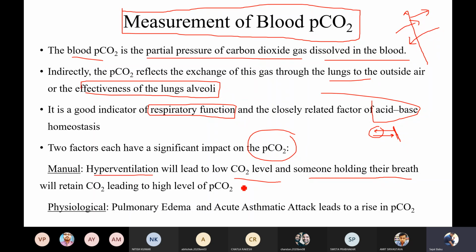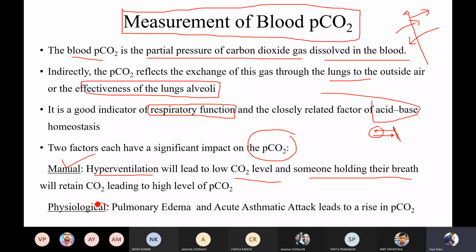These are the manual things. Hyperventilation, that means if you are taking in air more, then you are taking the oxygen more. So what happens in your blood, the oxygen PO2 will be more and PCO2 will get reduced. Or if you want to increase your PCO2, you hold the breath for 10 to 15 seconds, then the oxygen will become less and CO2 will become more. So these are the two things that you do manually.